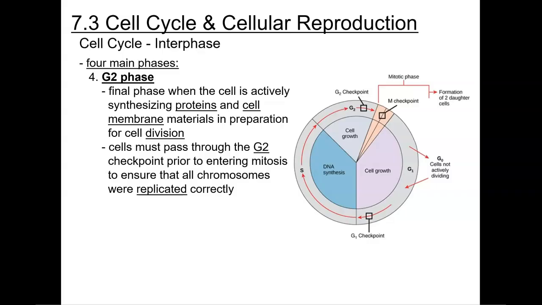G2 phase is going to be the final phase of interphase, and that cell is going to be actively synthesizing proteins and cell membrane materials in preparation for cell division. So these cells are going to pass through the G2 checkpoint prior to entering mitosis. That G2 checkpoint is going to make sure that the chromosomes are replicated correctly and everything's ready to start dividing.